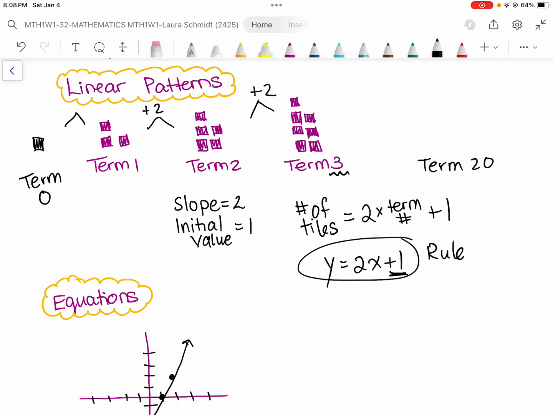So if I want to know how many tiles there would be at, let's try term 4. 2 times 4 is 8, plus 1 would be 9. There'd be 9 tiles. That makes sense because it's going up by 2s. And we could even jump over to term 20. So 20 times 2 is 40, plus 1, there would be 41 tiles.